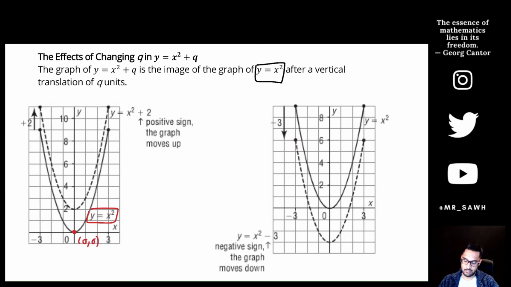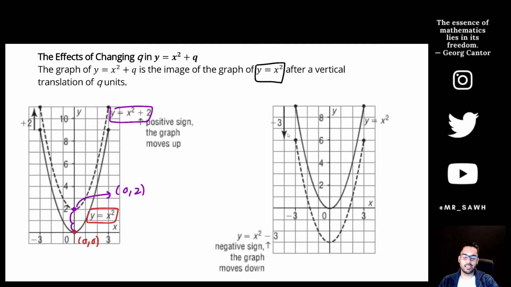0, 0. Now if I change the graph and I make it y equals x squared plus 2, those extra 2 units will tell me where my y-intercept is now. So this point is now 0, 2. It went 2 units upwards. The whole graph shifts up. So every single point moves 2 units upwards. The vertex is just an important one that we'll talk about. But every point moved up 2 units.